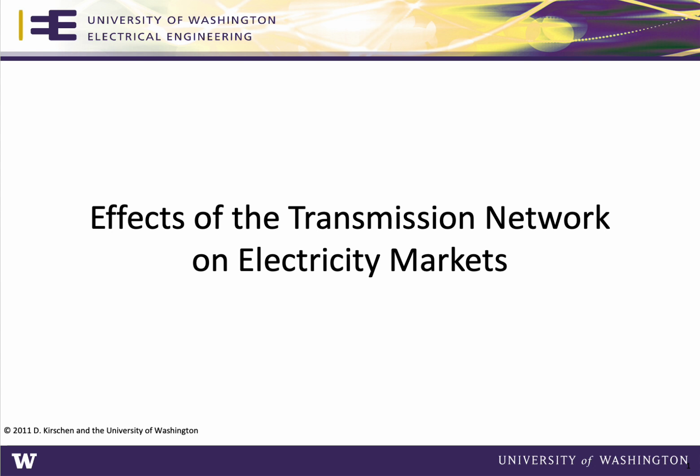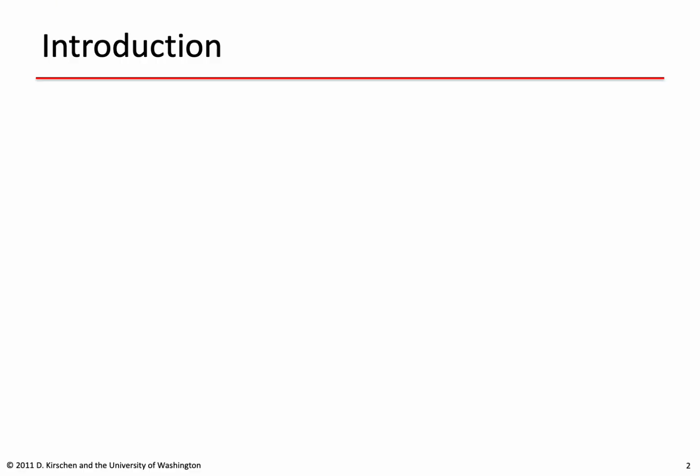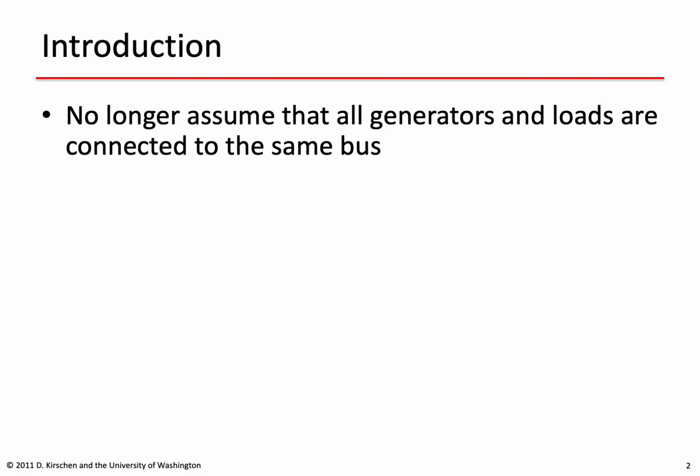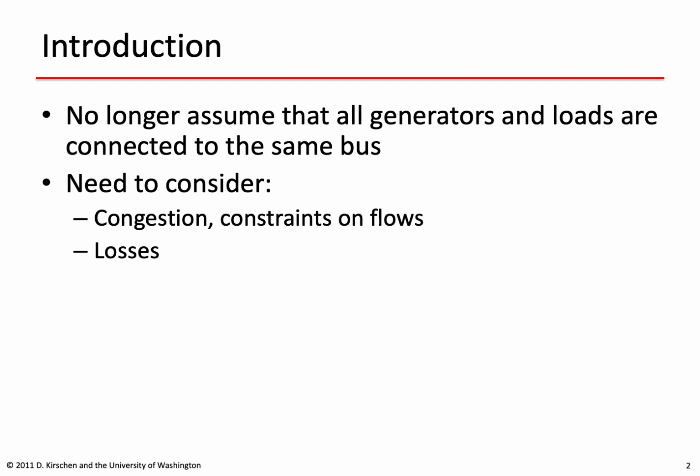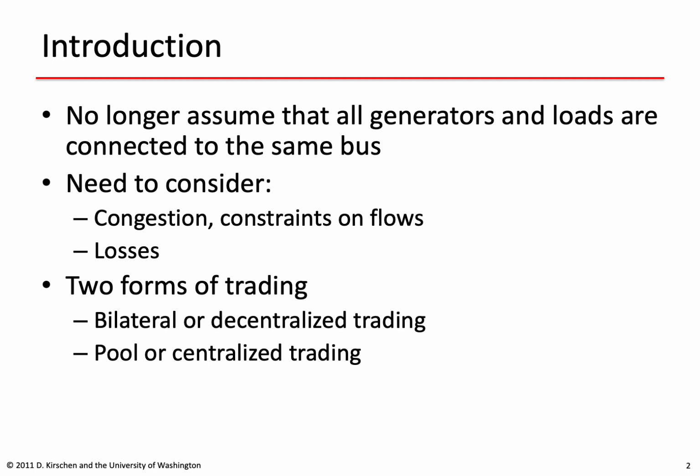In this section, we will consider the effects that the transmission network has on electricity markets. We will therefore no longer assume that all generators and loads are connected to the same bus. That means that we will have to consider congestion, constraints on flows, and losses. We will also have to consider two forms of trading: bilateral or decentralized trading, and pool or centralized trading.